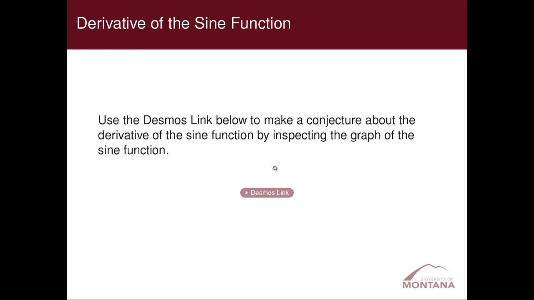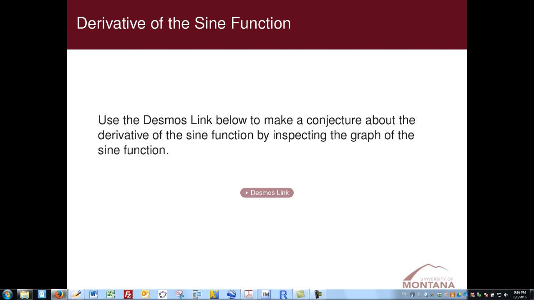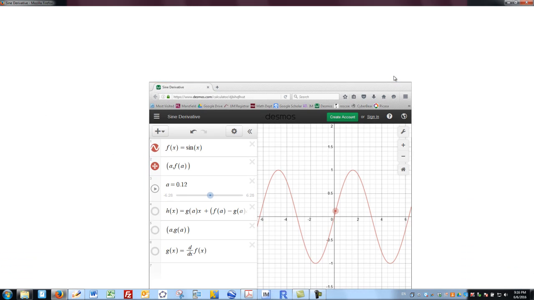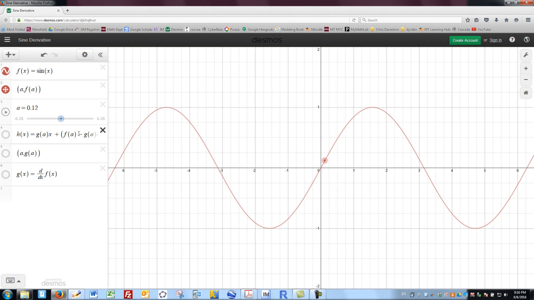So let's use the Desmos link below to make a conjecture about the derivative of the sine function by inspecting the graph of the sine function. So we'll go ahead and go to Desmos now and take a look at what we have here. We have a point on a sine wave.